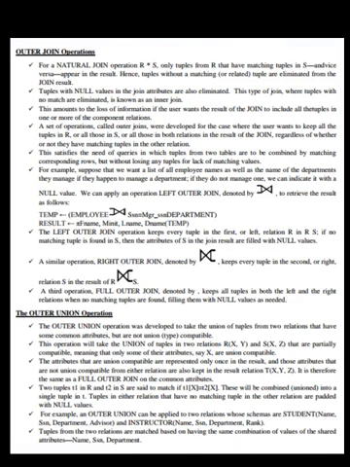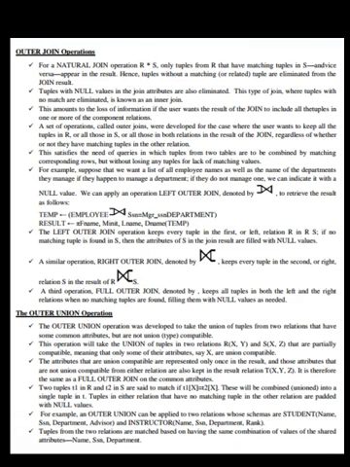A set of operations called outer joins were developed for the case where the user wants to keep all the tuples in R and all those in S, and all those in both relations, in the result of the join, regardless of whether or not they have matching tuples in the other relation. This satisfies the need of the queries in which tuples from two tables are to be combined by matching corresponding rows but without losing any tuples for lack of matching values.